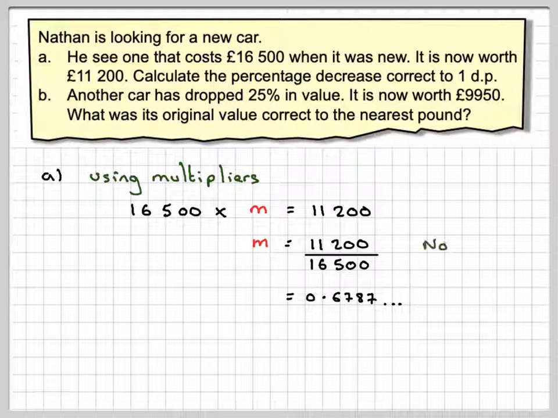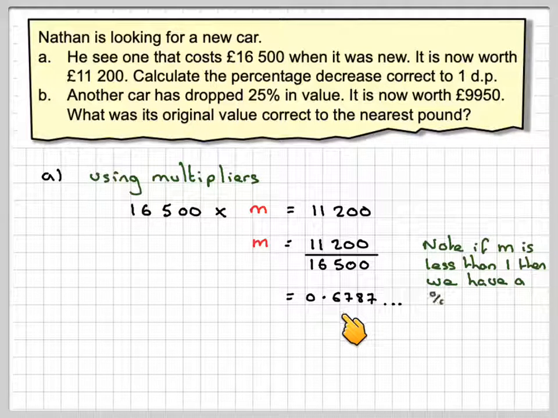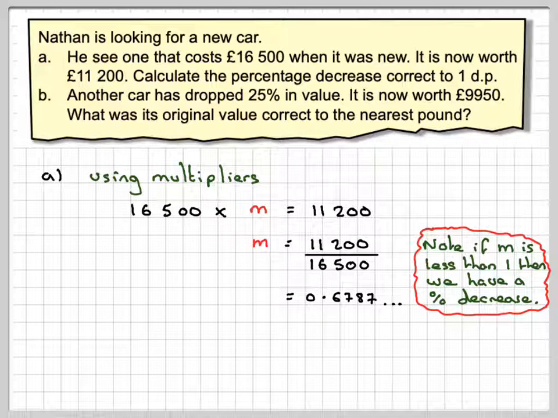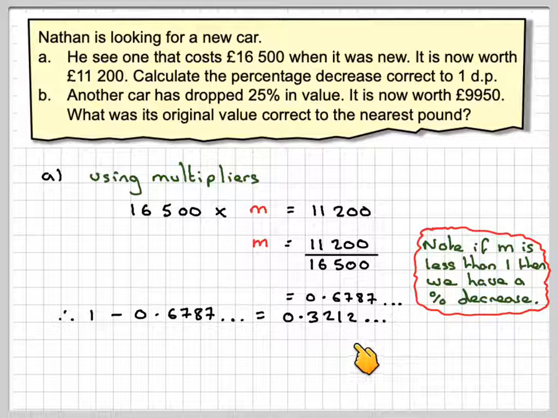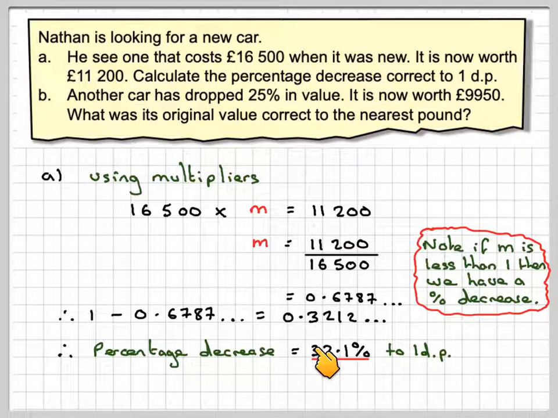0.6787. Now, note that if m is less than 1 here, then we have a percentage decrease. We were told it was a decrease. So what we need to do now to find the multiplier for the actual percentage is to do 1 minus this number, which is going to give me 0.3212. So we want the answer to one decimal place. So the percentage decrease will be, multiply this by 100 because this is a multiplier, 32.1%.